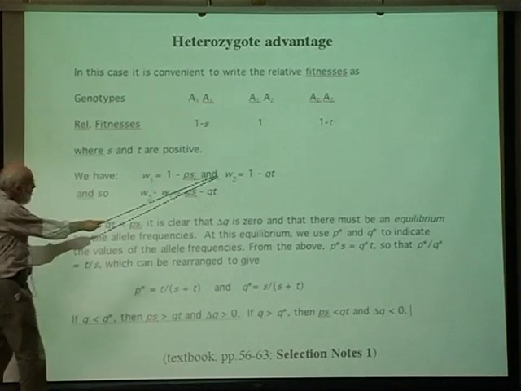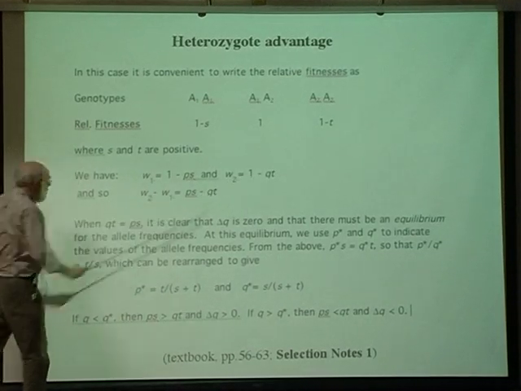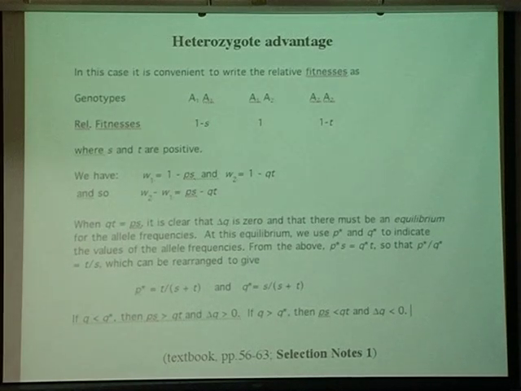But in this case, because W1 and W2 depend on the allele frequencies, W2 could equal W1, in which case delta Q will be 0, even though P and Q are not 0. So here, unlike the directional selection case, W1 can change because of the change in allele frequencies, and it can equal W2, and you get no change in allele frequency.